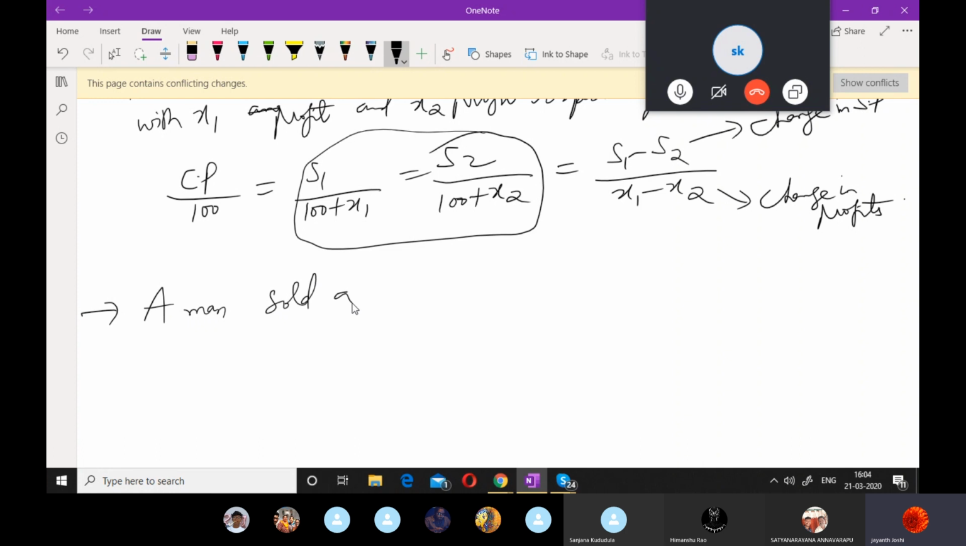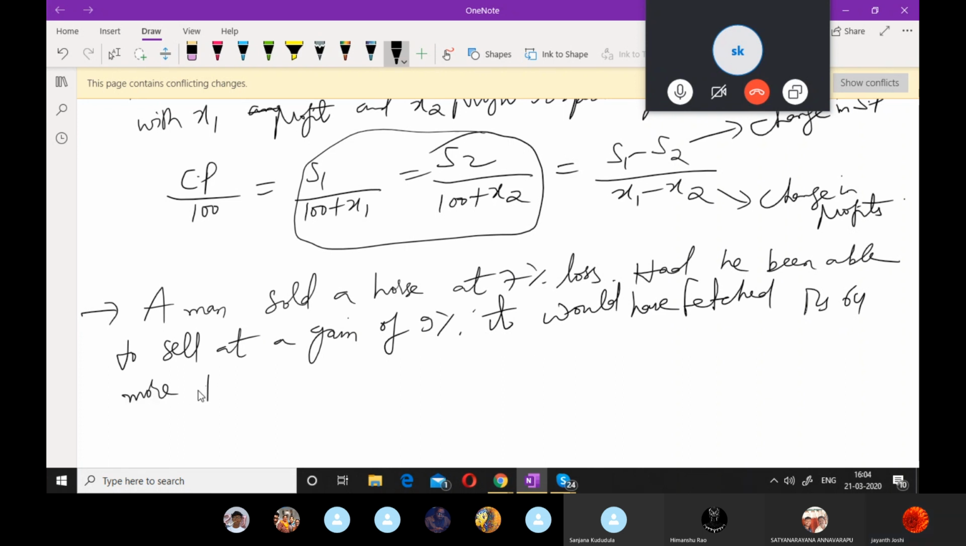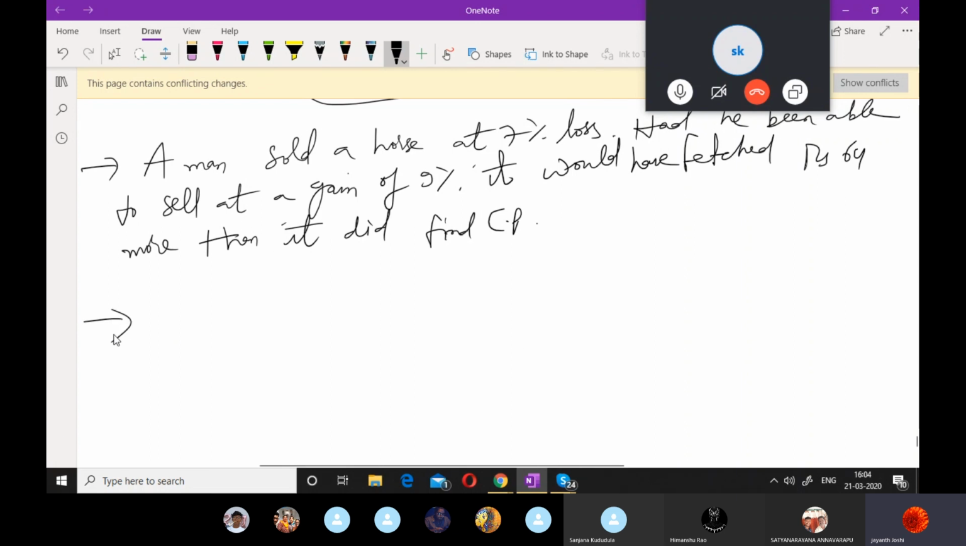A man sold a horse at 7% loss. Had he been able to sell at a gain of 9%, it would have fetched rupees 64 more than it did. Find CP. Next question.